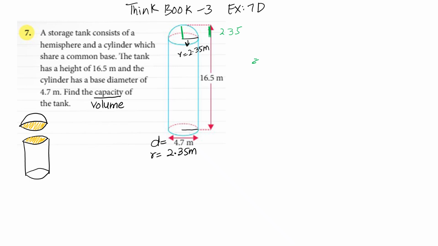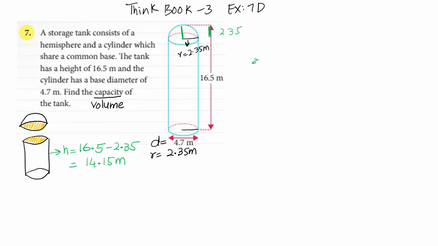So I am writing it here: height is equal to 16.5 minus 2.35, and it will give me 14.15 meters. So we have calculated the height of the cylinder so that we can enter the specific height in the formula for the volume of the cylinder.